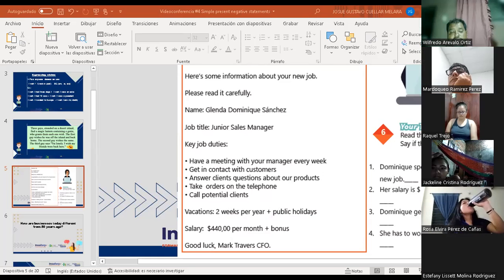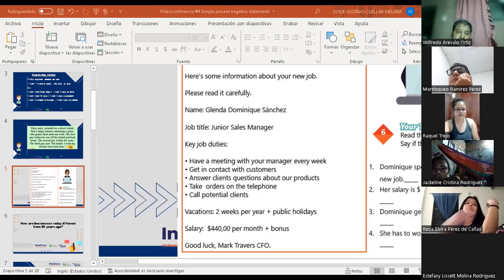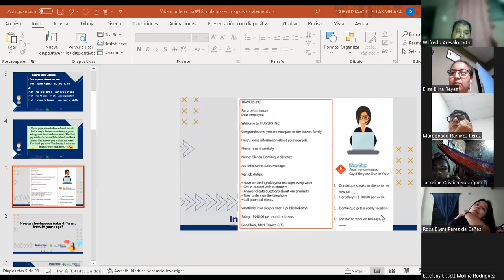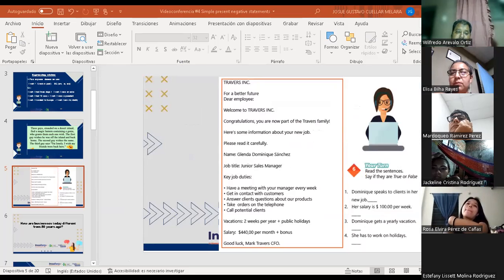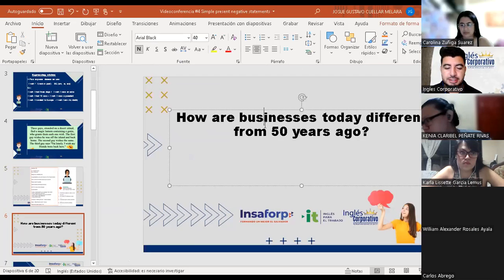And we go with, in this case, Raquel, number four. She has to work on holidays. It's false. Yeah, it's false. Okay, good. Thank you. Let's move to the other and we continue. How are businesses today different from 5 years ago? In this case, we're going to start with Andres. Are you ready, Andres, to say your opinion about this speaking activity?